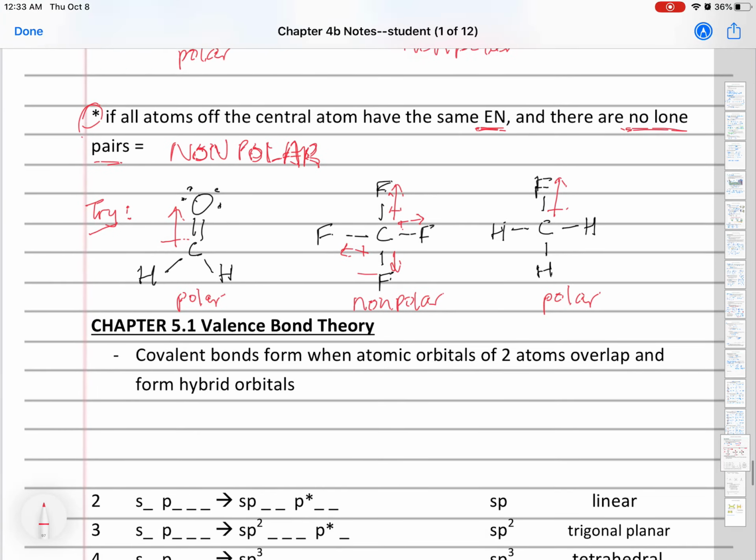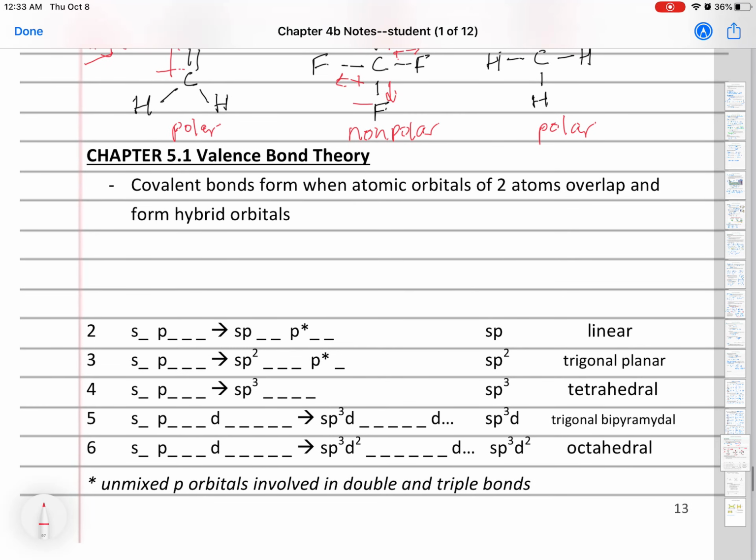All right, we're almost done with this marathon. And that is where we are dipping into Chapter 5 just a little bit, just to touch on valence bond theory, that third theory that explains bonding. So valence bond theory says that covalent bonds form when atomic orbitals of two atoms overlap and form hybrid orbitals. So it's a little bit more than VSEPR and the Lewis structure. So what does this mean?